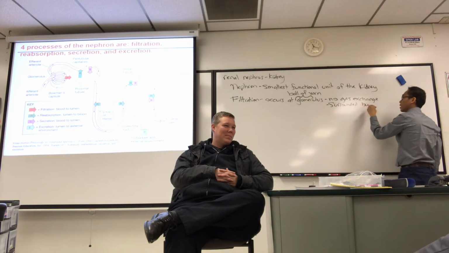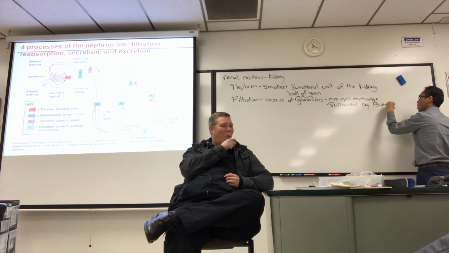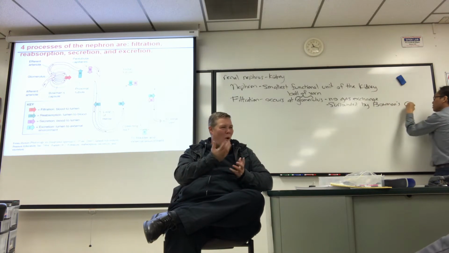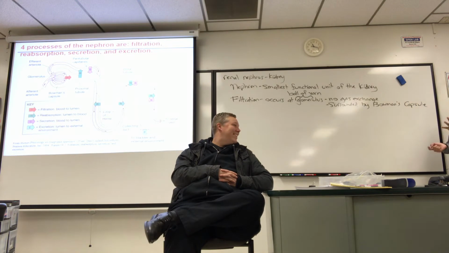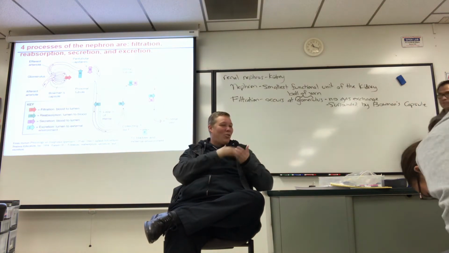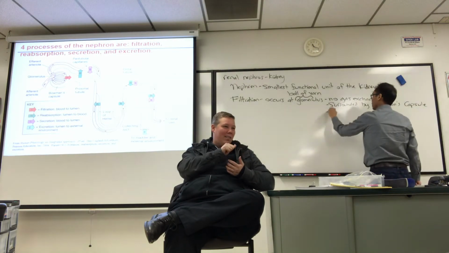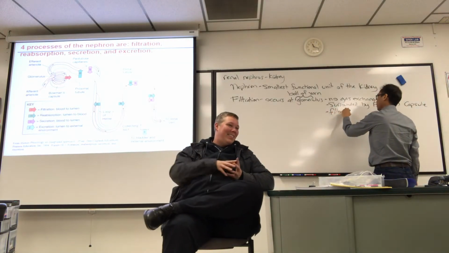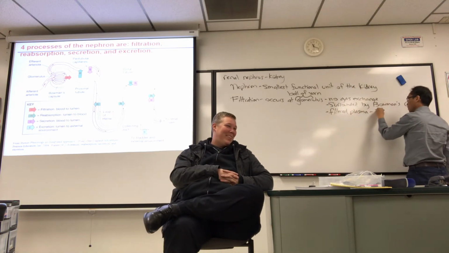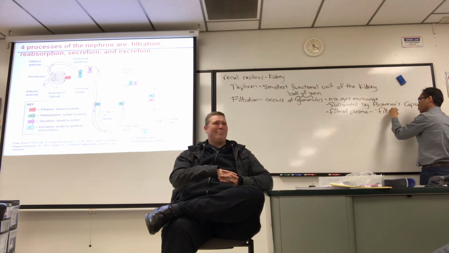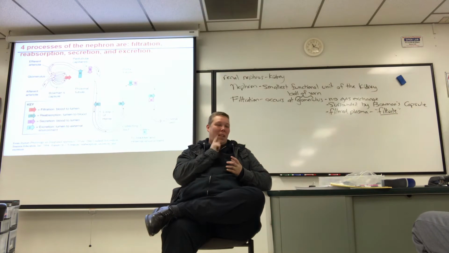Surrounded by Bowman's capsule. It catches all the filtrate. So when you filter the plasma, you call it filtrate after it's been filtered. Filtered blood plasma is, of course, called filtrate. And that's what you modify to produce urine at the end.